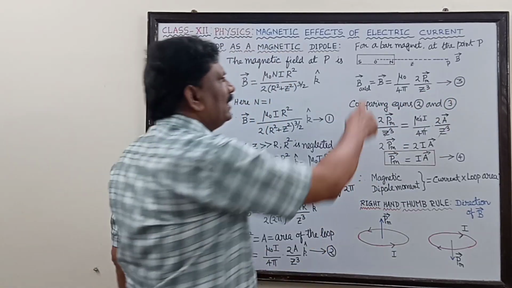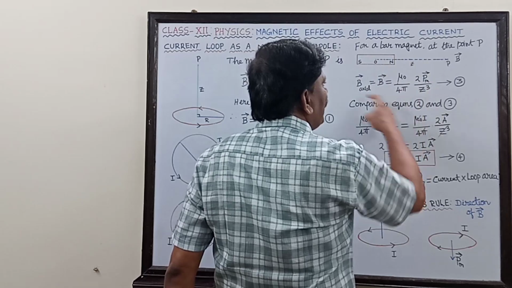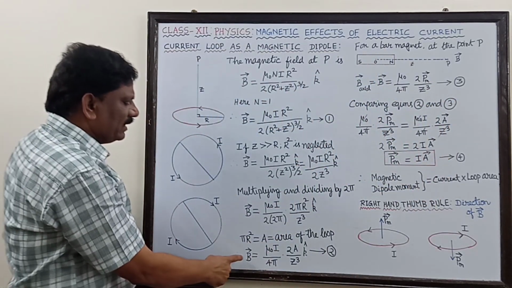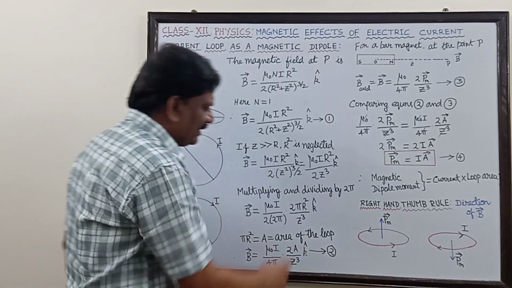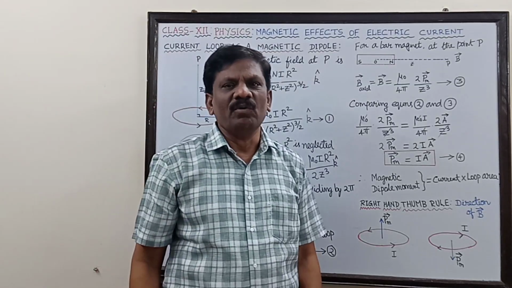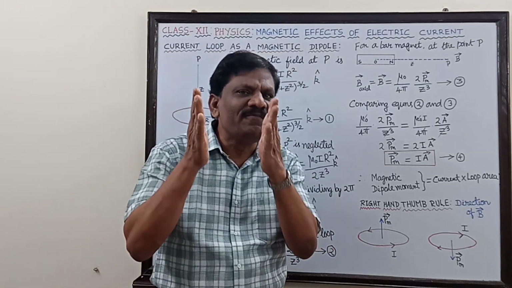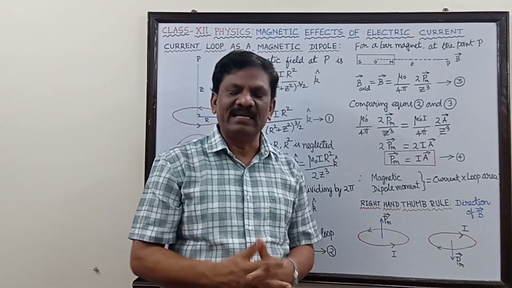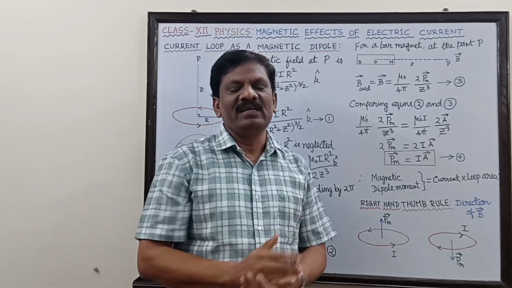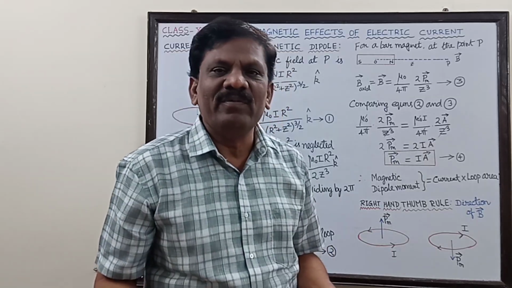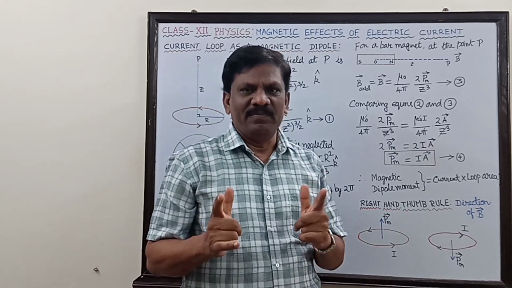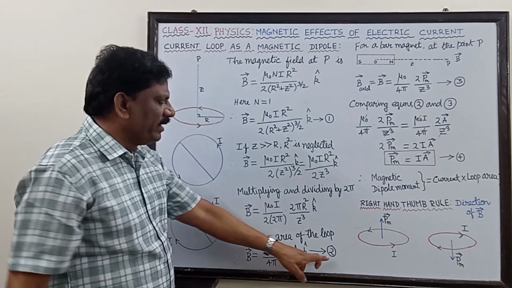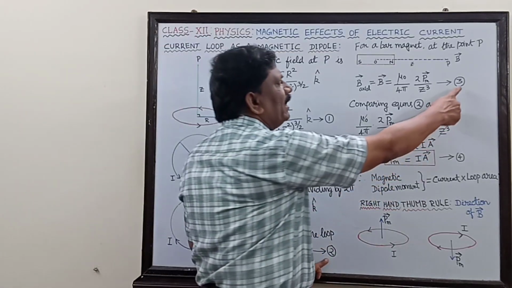Now this bar magnet's field along the axial line is similar to the magnetic field along the axis of a circular loop. They are behaving in the same way. How a bar magnet is behaving like a magnetic dipole, in the same way a circular loop also is going to behave as a magnetic dipole. That only we are going to prove. So we are going to equate equation 2 and 3.